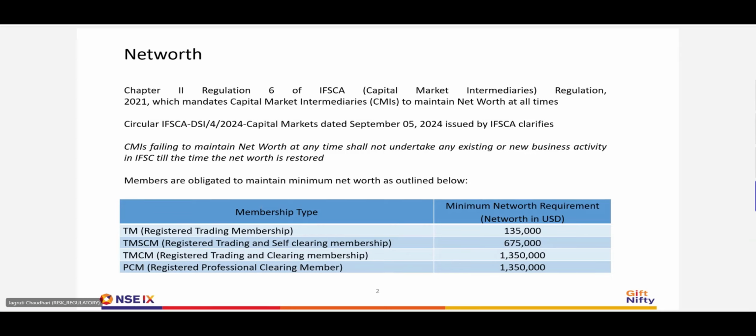If they are a trading member, they have to maintain 135,000 USD. If they are a trading member and self-clearing member, then 675,000 USD is to be maintained. Similarly, if they are a clearing member as well as a professional clearing member, then they need to maintain a minimum net worth of 1,350,000 USD.